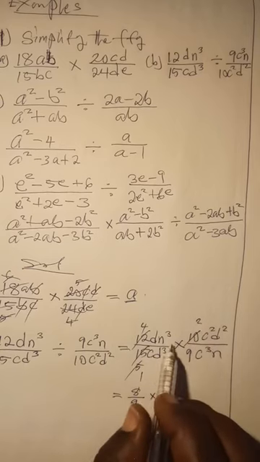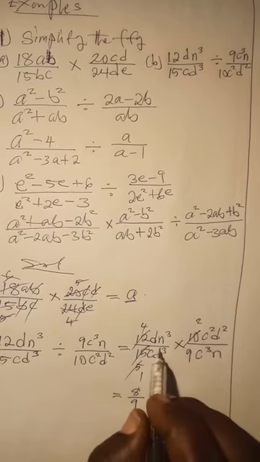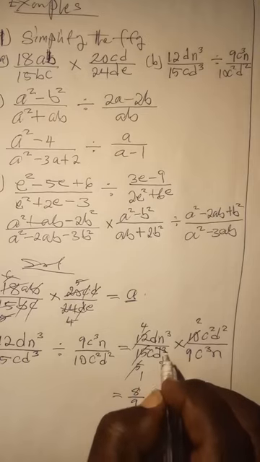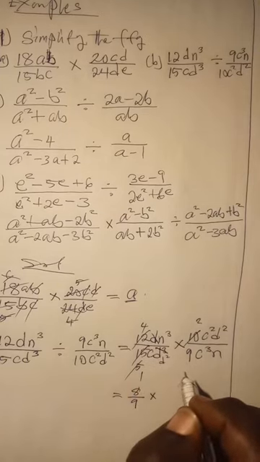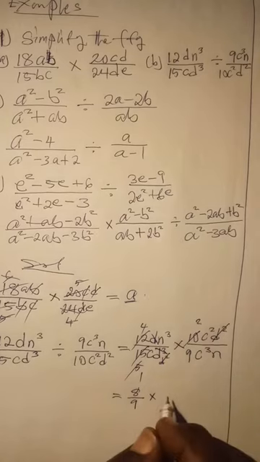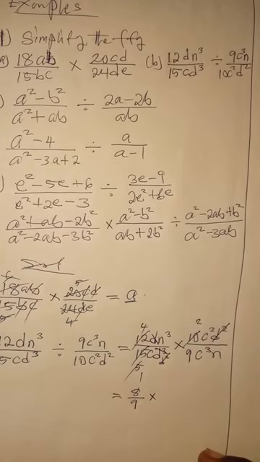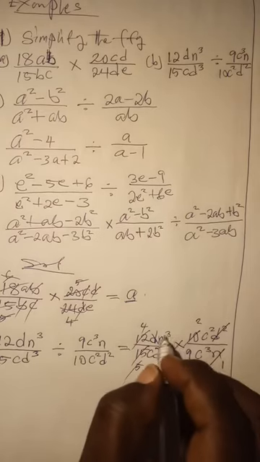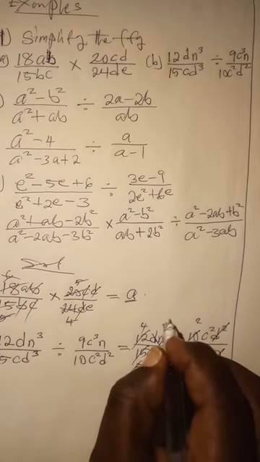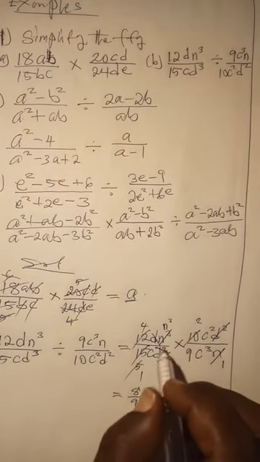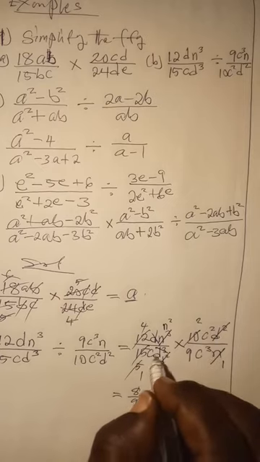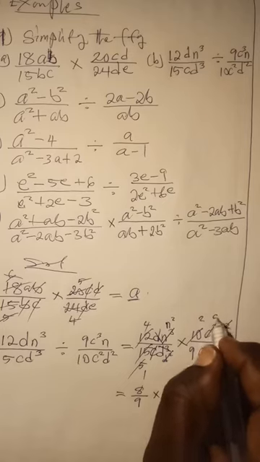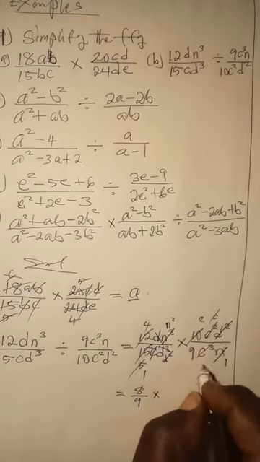So what do we have for the letters? d can cancel out one of these d's, so I will have d squared left. This d squared can go off with this d squared. See, all the d's are gone now. What about n? n will go off one time, so n squared is left. What again can cancel out? c. This c will go off with one c here, leaving c squared.